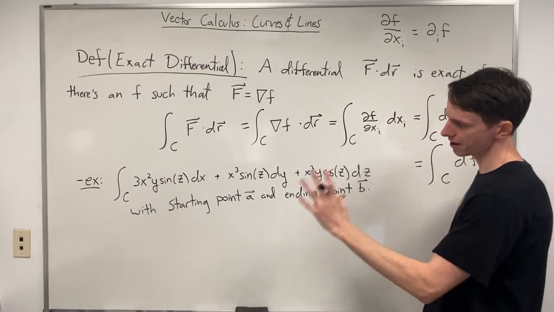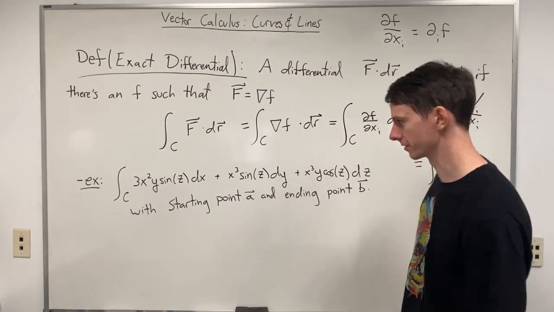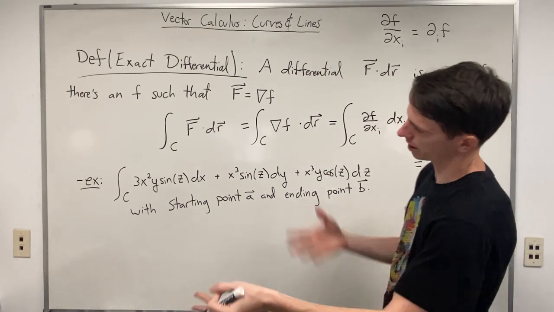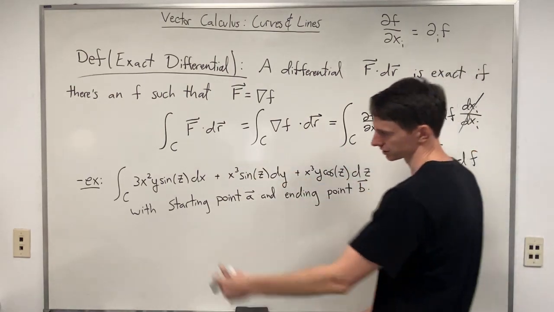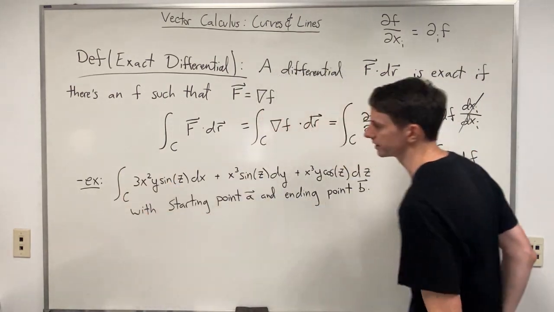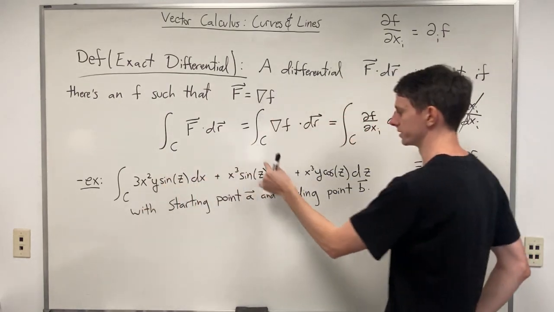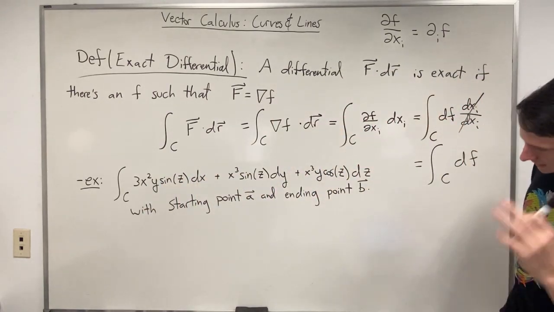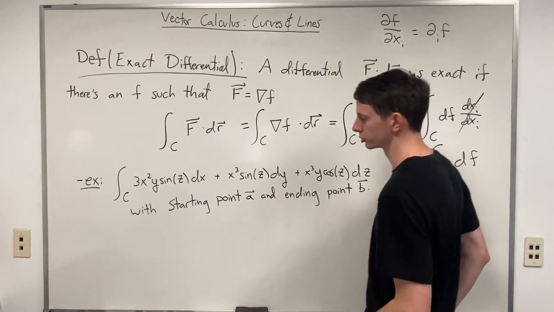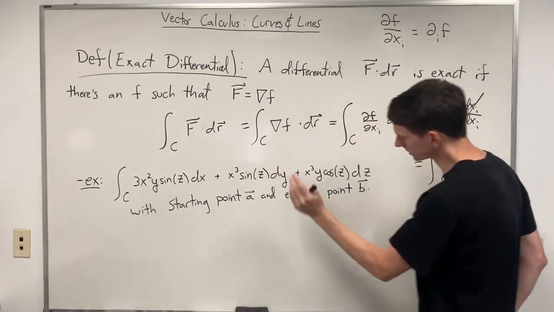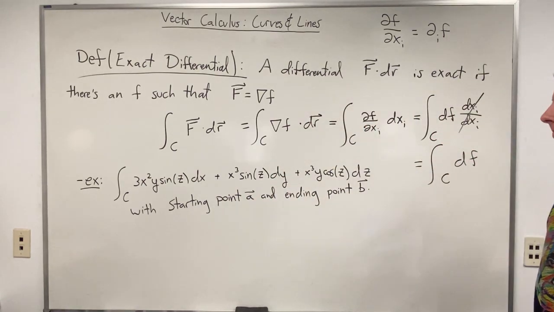Okay, so we have an example integral right here. We can see it itself, right? It's this long integral over some curve C, and if you were to break it into components, you'd be integrating with respect to dx and then dy and then dz. And let's say that we're given some starting point vector A and some ending point vector B, right?